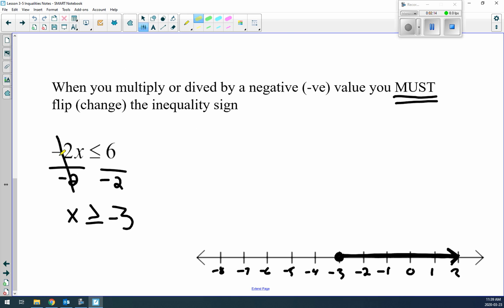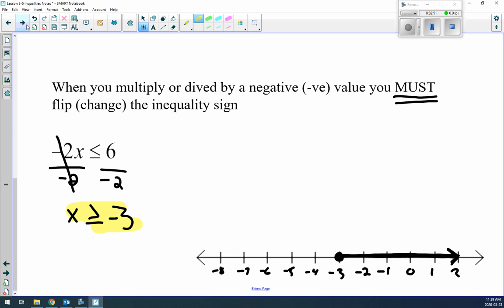So let's look at an example here. So -2x less than or equal to 6. So we want x by itself, so we're going to divide both sides by -2. So -2 divided by -2 is going to reduce down to 1. So 6 divided by -2 is -3. And what do we have to remember? We have to remember to change the direction of the inequality. So it's now x is greater than or equal to -3. Okay, throw it on the number line. It's a solid circle at -3 because it's greater than or equal to, and it's everything to the right of that. Okay, so there's the key there. When you multiply or divide by a negative value, you must flip the direction of the inequality.